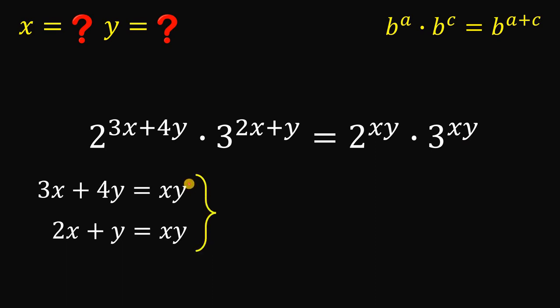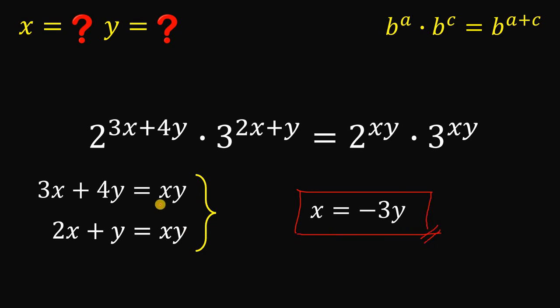Now, take note that both expressions must be equal to just xy. So we can say that 3x plus 4y must be equal to 2x plus y. And now, let's rearrange some terms a little bit and solve for the value of x in terms of y, or y in terms of x. Now, 3x minus 2x is just x. And y minus 4y is just negative 3y. So we can say that x must be equal to negative 3y.